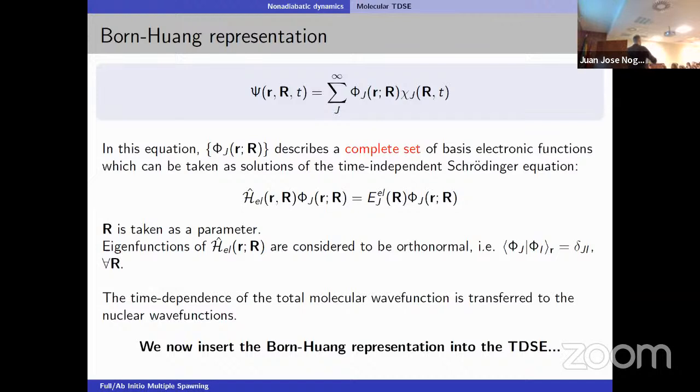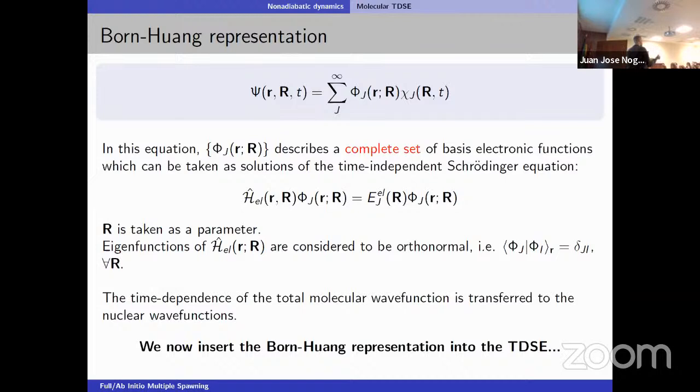But here, this chi that you have in front that depends on nuclear position and time can be seen as a sort of coefficient. We will call it nuclear wave function. But you can see that as a coefficient giving you the importance of each electronic state to represent this molecular wave function. Do you see that? Makes some sort of sense?